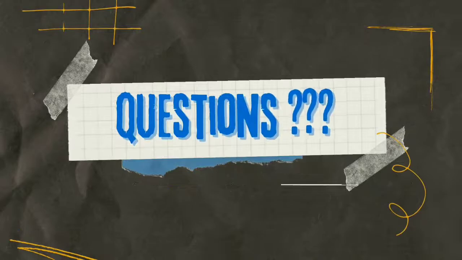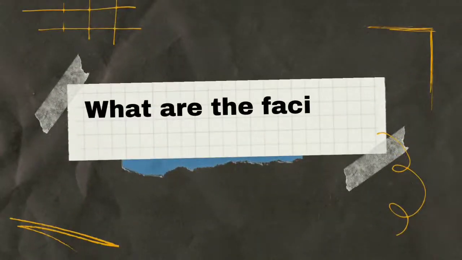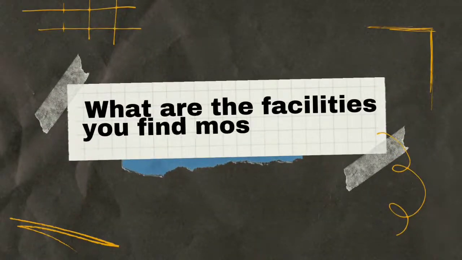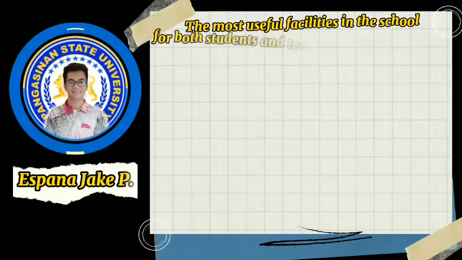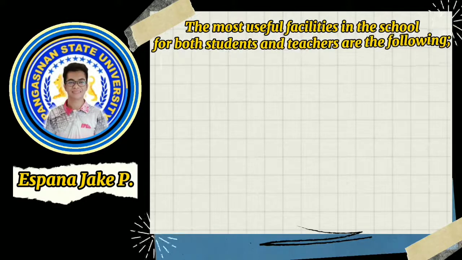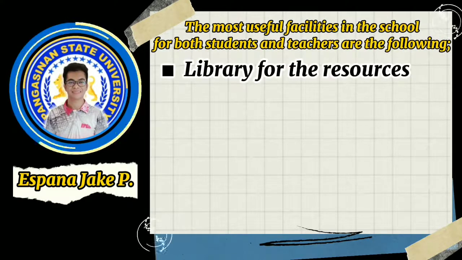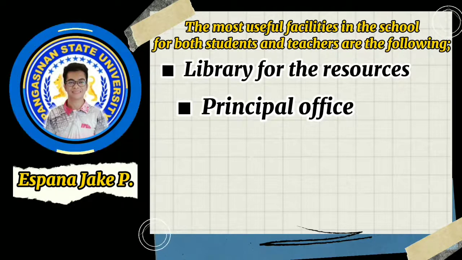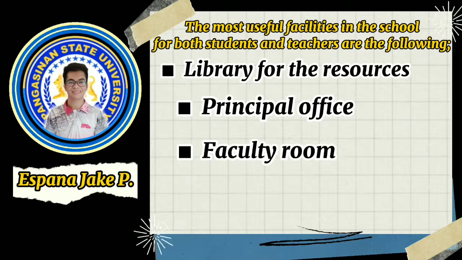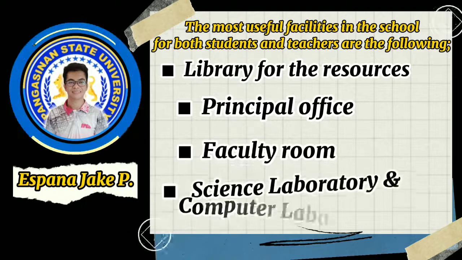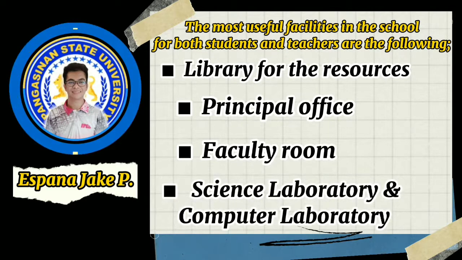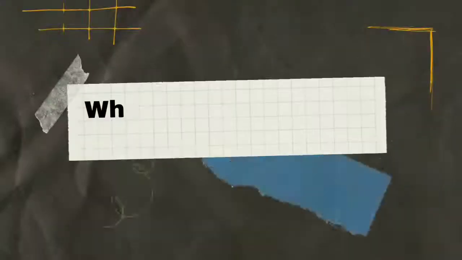These are the questions. What are the facilities you find most useful? The most useful facilities in school for both students and teachers are the following: library for the resources, principal office for other school affairs, faculty room for teachers where they can do their tasks to prepare the materials for teaching, science laboratory and computer laboratory for the progressive learning of the students.